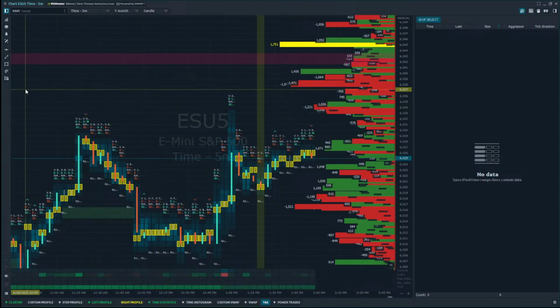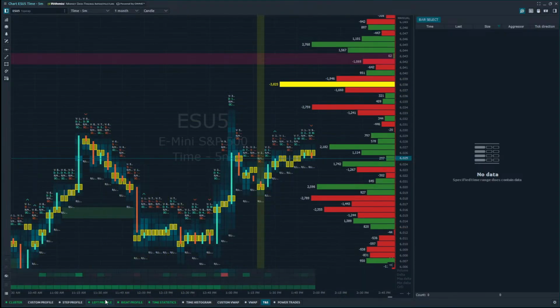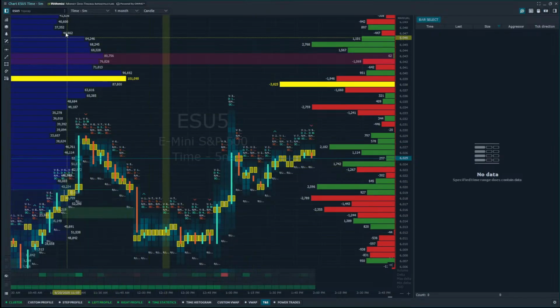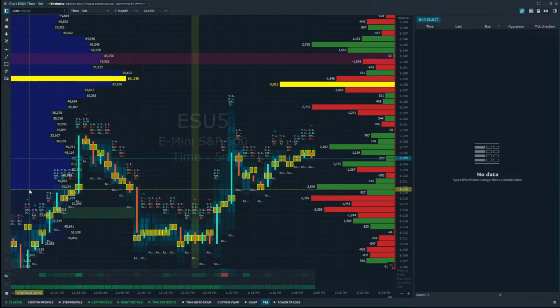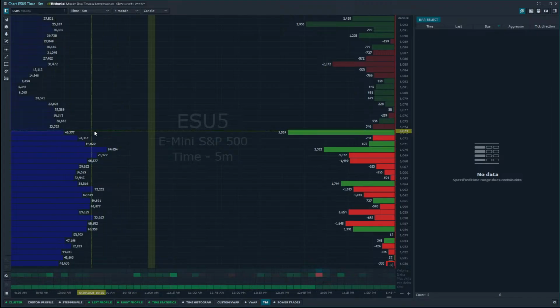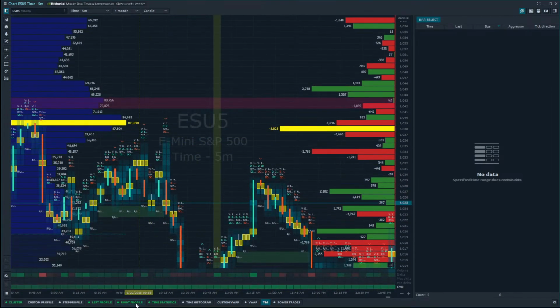We can't see it right now because the market's not open, but my left profile is going to be volume, full view, and today. I guess if I did like this, we'll see it. This shows my volume profile for the current week. And this would be the value area low. This is my POC, and this is my value area high, right?